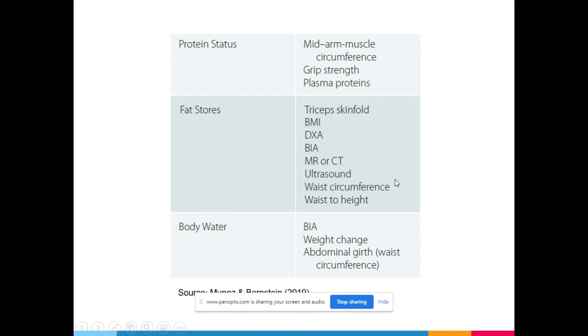We also have ultrasound, waist circumference, and waist to height. Okay? For body water, pwede na to magamit ang BIA. What I said kanina, weight change and abdominal girth. Okay? So, please note this kanang kuan measurements and if unsa ang ilang i-measure.